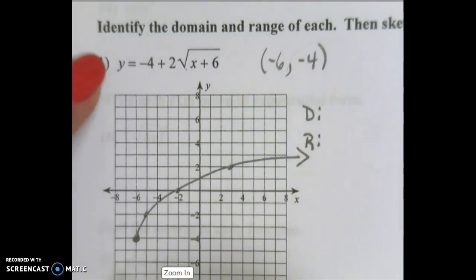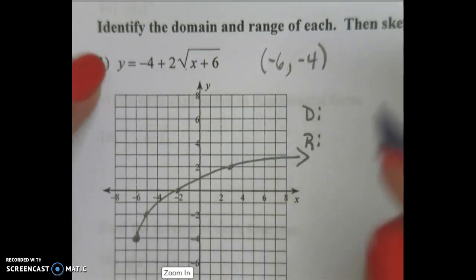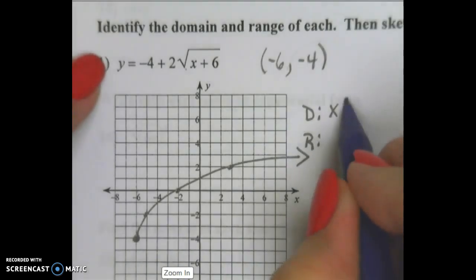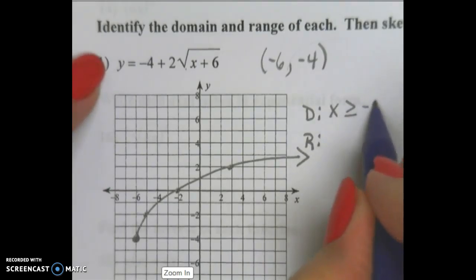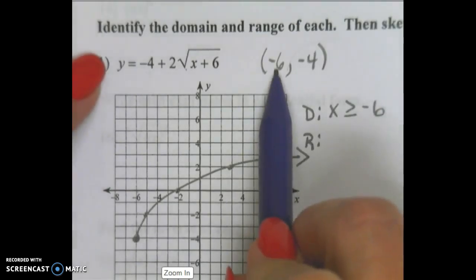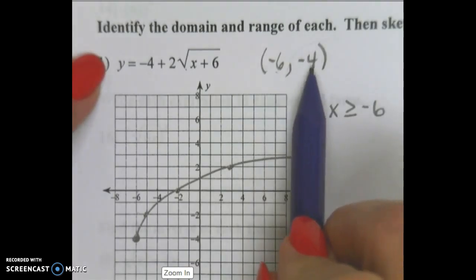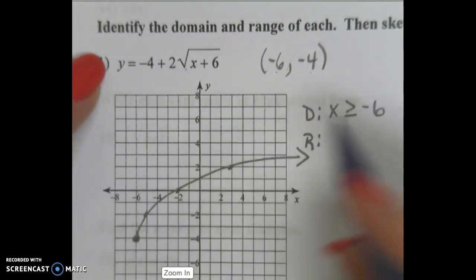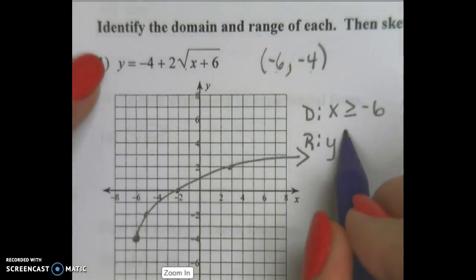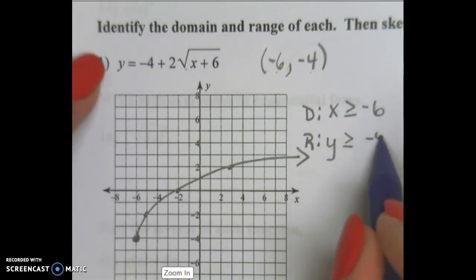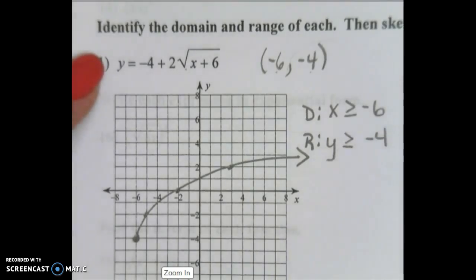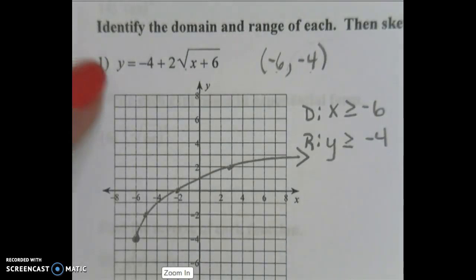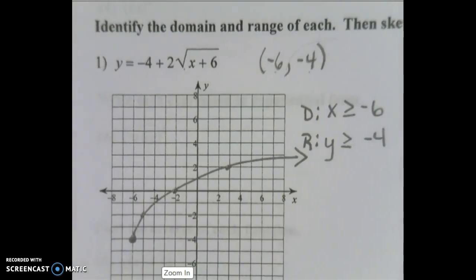My domain are my x values. Well, I start here at -6, and I'm going to the right, so I'm getting larger. So my domain is x is greater than or equal to -6. -6 is my x value. My y value is -4 at this starting point, and I'm going up, so they're greater than also. Y is greater than or equal to -4. That is graphing our first one and stating our domain and range. Number 2.